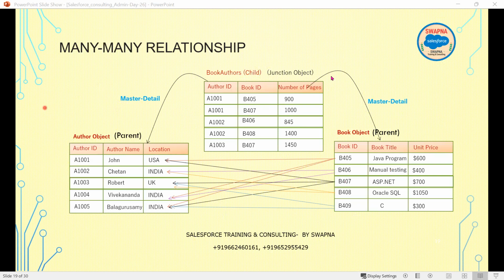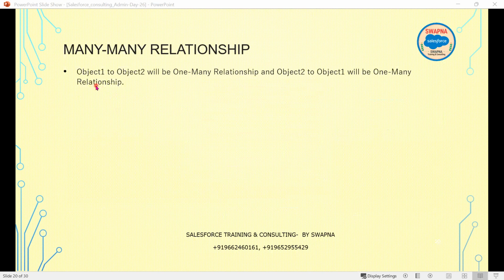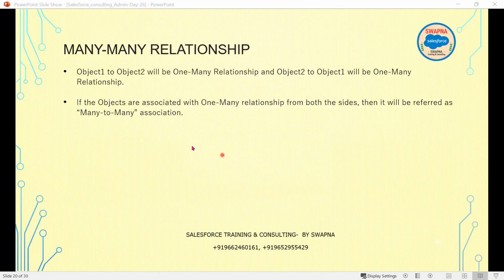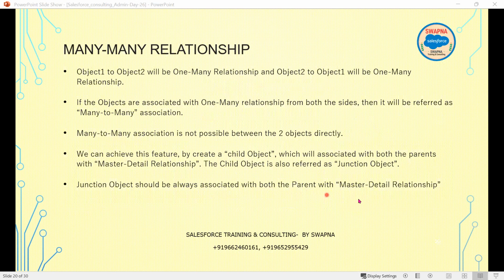Now this is the assignment. So let's see the observation. As I have mentioned, object 1 to object 2 will be one-to-many relationship. Object 2 to object 1 will be one-to-many relationship. Right? So many-to-many association is not possible between the 2 objects. And we can achieve this feature by creating the child object, which will be associated with both parents with the master detail relationship. The child object is also referred to as a junction object. So a junction object should always be associated with parents with master detail relationship.